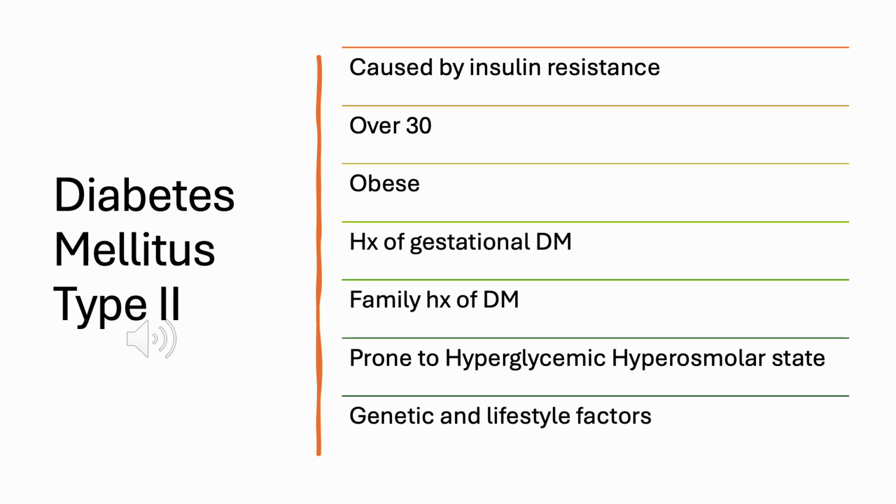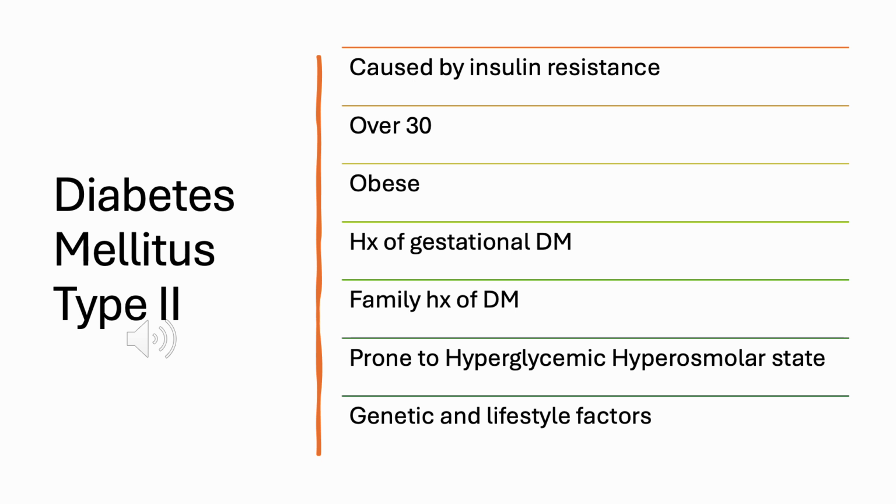Diabetes type 2, I had mentioned previously, we used to call this non-insulin dependent diabetes. However, in recent years, people with diabetes type 2 need insulin to control their blood sugar. And it's caused by insulin resistance. Like the cells in the body are resistant to insulin.